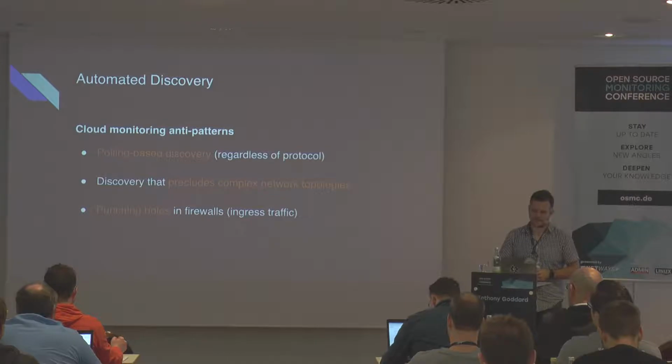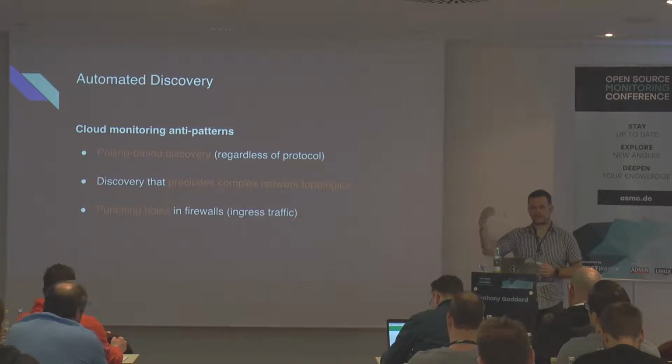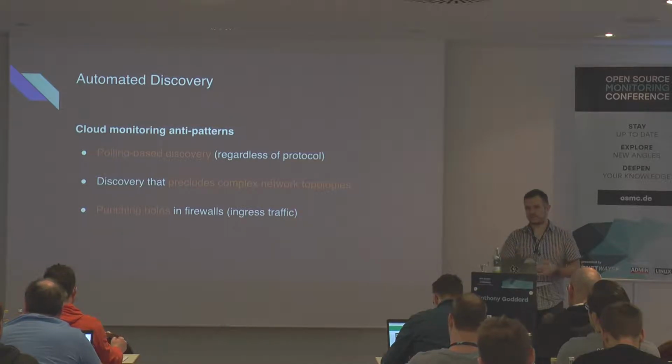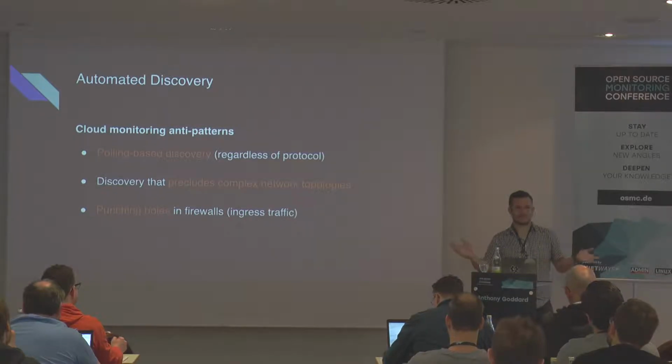Some of the anti-patterns for monitoring in this case would be polling-based discovery. We don't want to go and look for things. When things are created, we need them to make the system aware of their existence. Also, any sort of old-school discovery that doesn't allow complex network topologies. Gone are the days of being able to say, let's just run a scan across this IP subnet and discover all the things and write a config from that discovery.